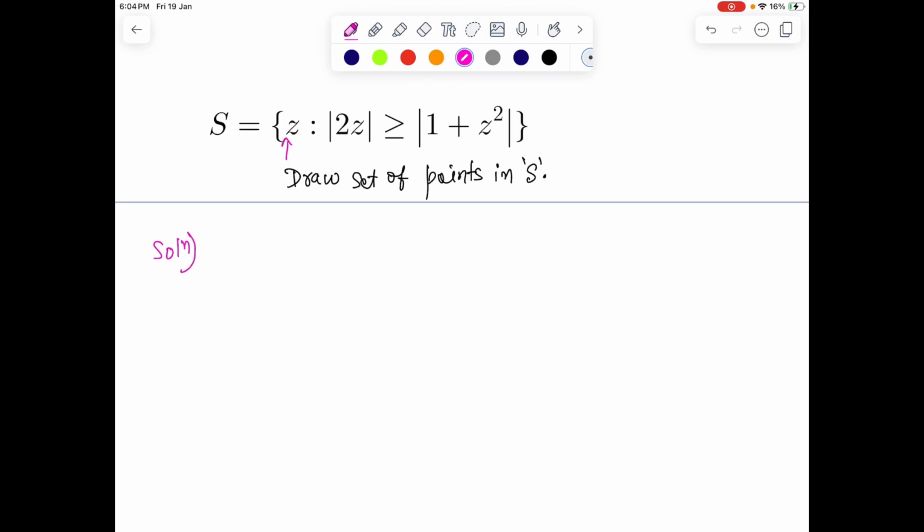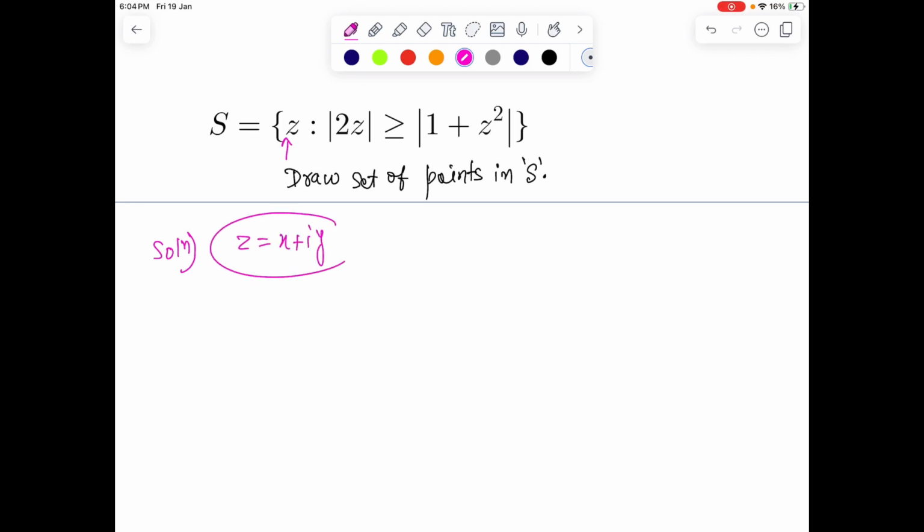Okay, so here is the first question. We have a set S which contains all those complex numbers z such that mod 2z is greater than or equal to mod 1 plus z square. We have to draw a diagram for this, which means basically the locus of z. So let's start in the usual way.